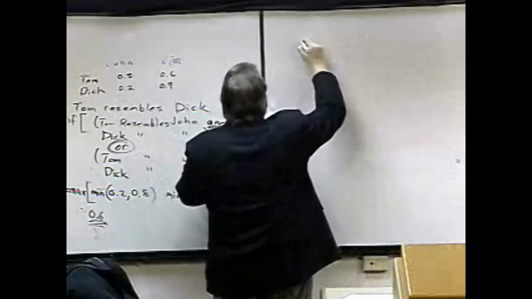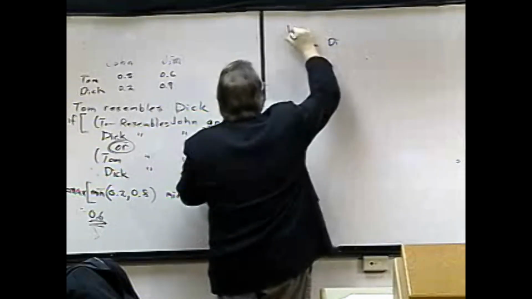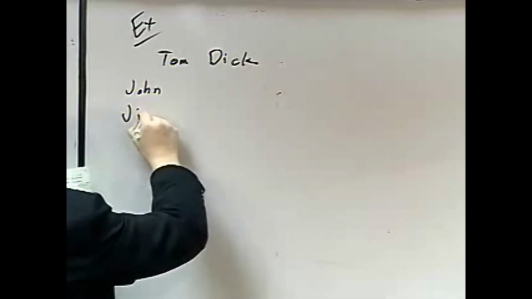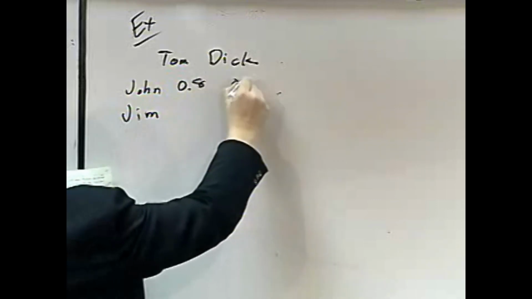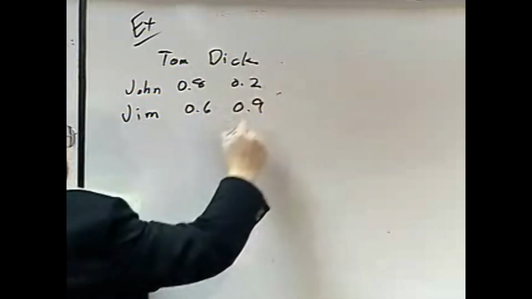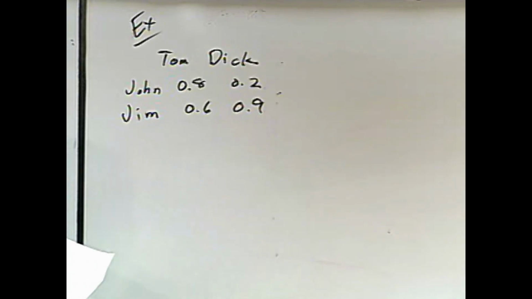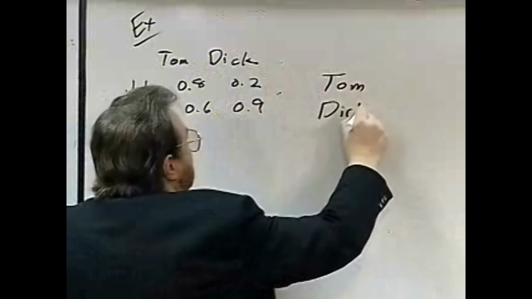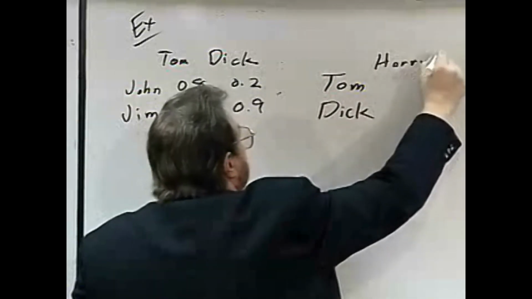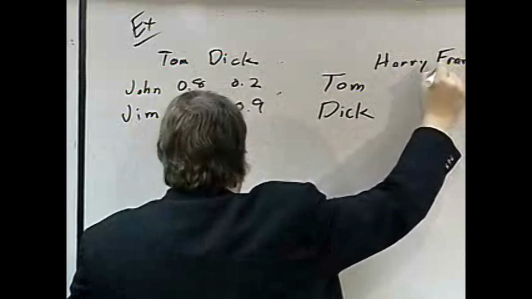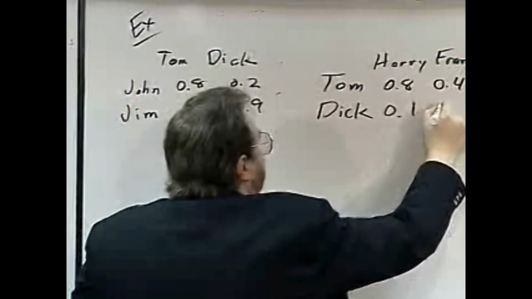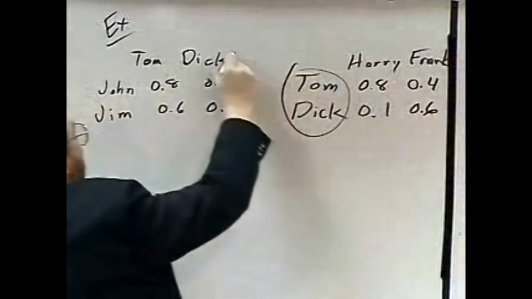Suppose that I have two guys here, Tom and Dick. This is an example in one of your GIF files, and John and Jim. And here's the resemblance matrix. I'm not even going to draw the pictures. Suppose there's two other guys, Harry and Frank. And I'm going to use the same Tom and Dick here. I won't attempt to draw Harry and Frank, but just for purposes of illustration, suppose that these are given as follows. You notice this Tom and Dick, again, is the same as this Tom and Dick.